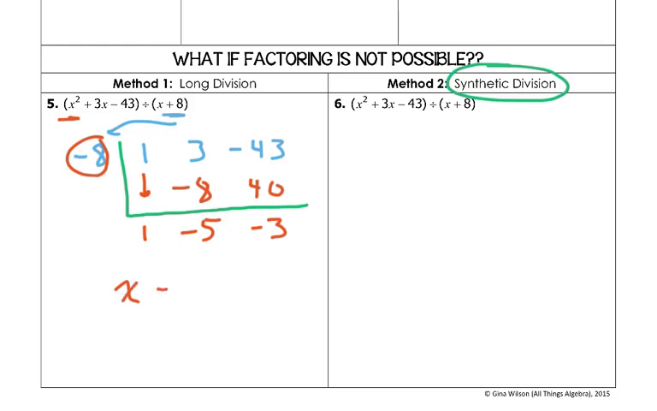Okay, minus 5, all right, because after x is the first, the next one is the constant, and then we have a remainder of 3, and we do the same exact thing with the remainder that we did with long division. We just put that over top of the binomial, so it's minus 3 over x plus 8, and we're all done. All right, so this is synthetic division.